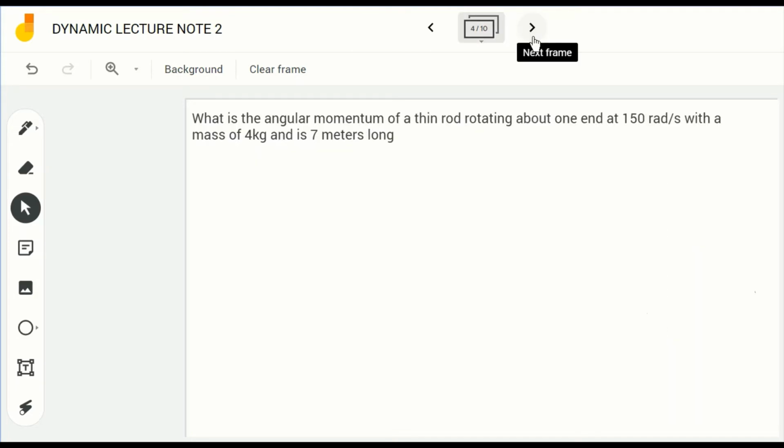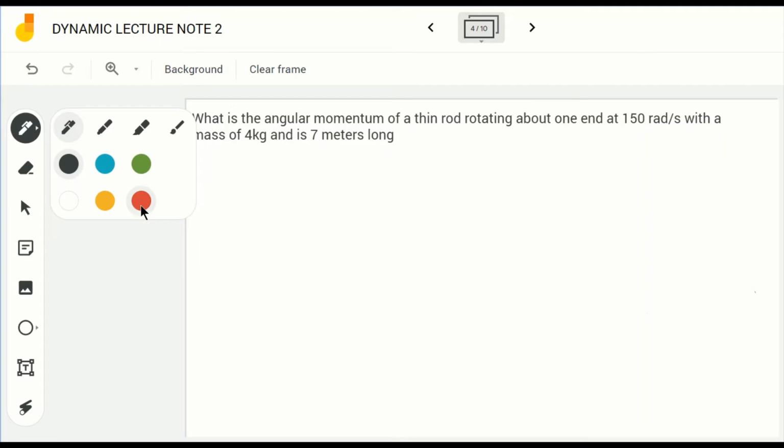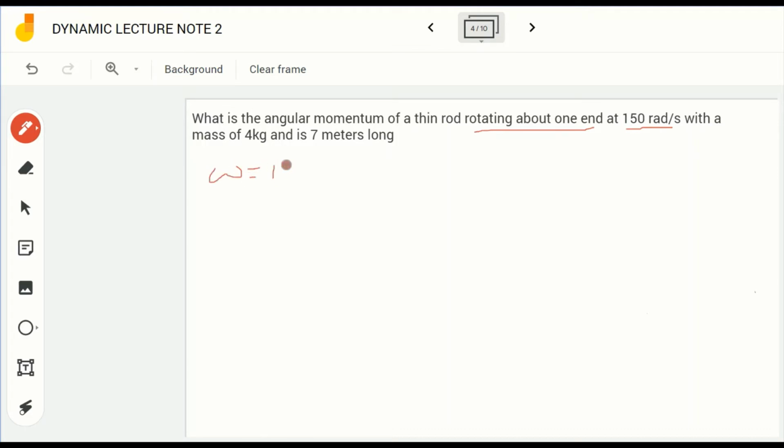Let's look at a question here, please. It says, what is the angular momentum of a thin rod rotating about one end? Please note this word. At 150 rad per second. This is my angular speed. So I can call my angular speed omega is 150 rad per second. With a mass of 4 kilogram, my m is 4 kilogram.